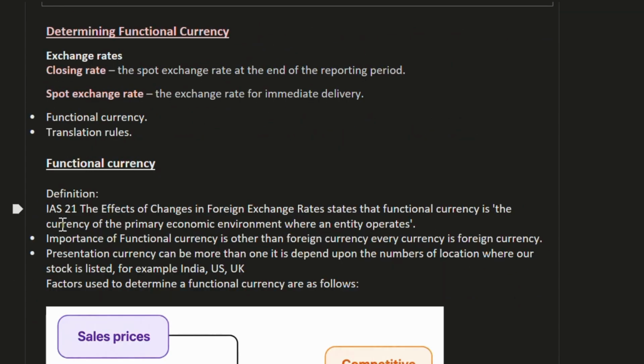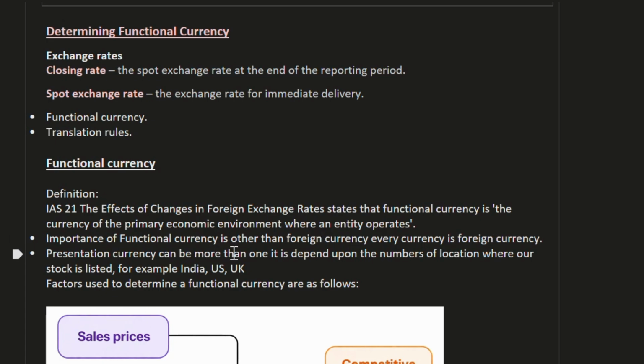Now, functional currency definition as per IAS 21, The Effects of Changes in Foreign Exchange Rates, states that functional currency is the currency of the primary economic environment where an entity operates. The importance of functional currency is that, other than the functional currency, every currency is foreign currency.